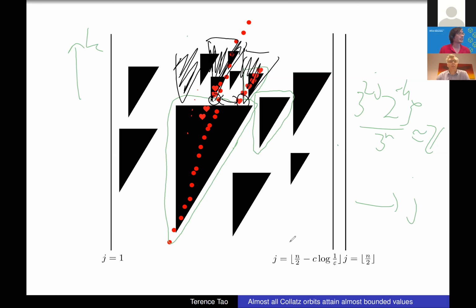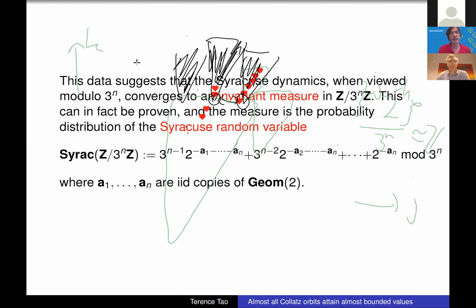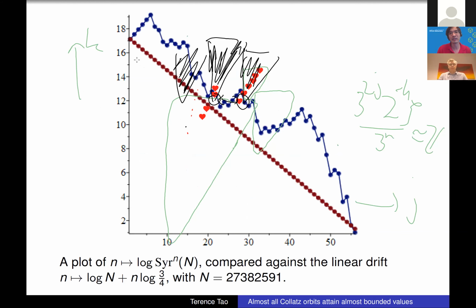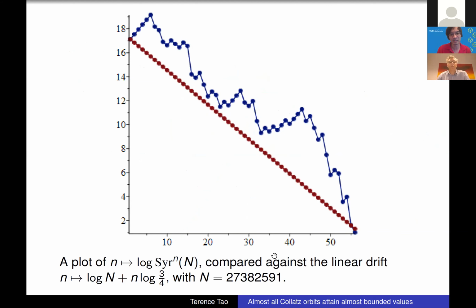Is there any reason why in the heuristic the iteration seems to sit above the linear decay instead of oscillating around it? Oh, that's just the specific iteration that I picked. I picked one random number, 2738 2791. If you pick a different number, then it will dip below. It's just by coincidence it happened to mostly be above the line. That's just a fluke.